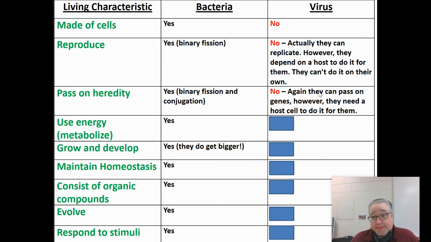Pass on heredity, again, the same thing. They can pass on genes, but they can't do it voluntarily. They have to depend on a host cell to do that for them. They don't use energy, they don't metabolize, so they don't have to eat. They don't grow and develop, they don't maintain homeostasis. They do consist of organic compounds. For example, proteins, they are built of proteins.